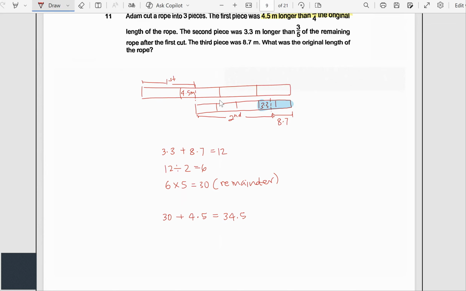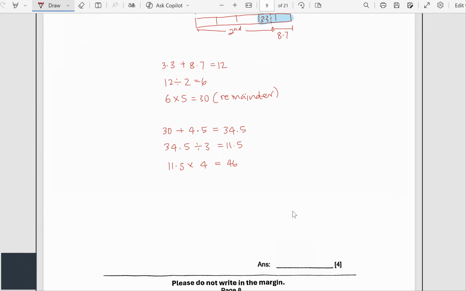So 34.5 is your 3 units. So you divide it by 3. 11.5. You want the original length, so 11.5 times 4. The answer is 46.